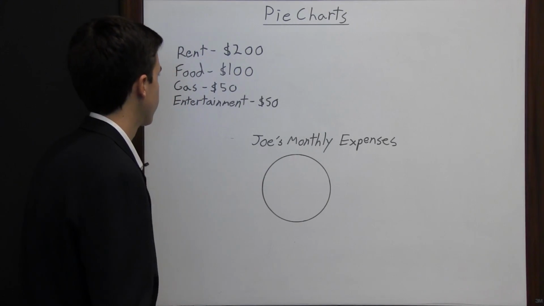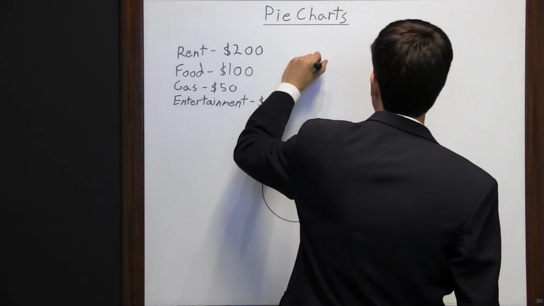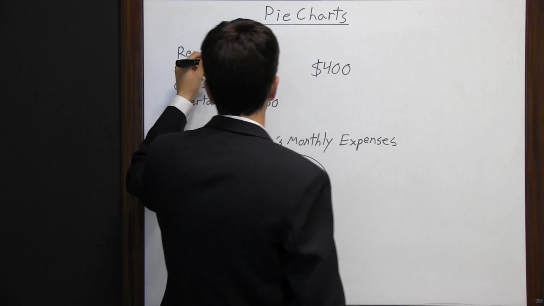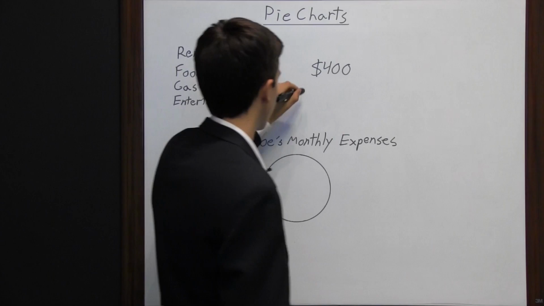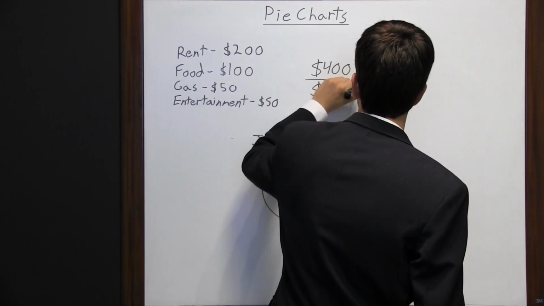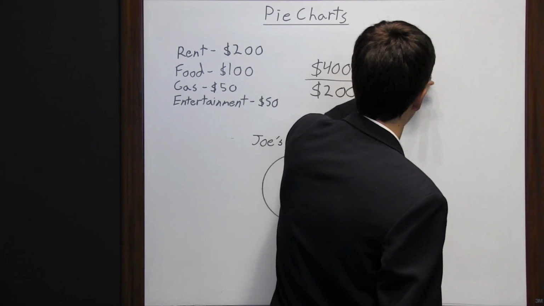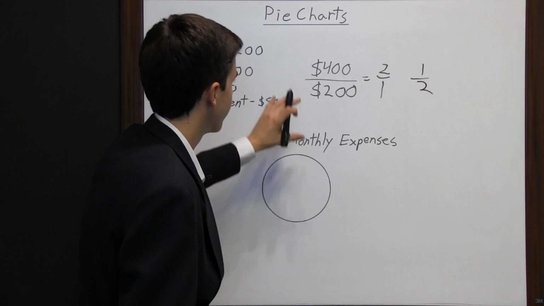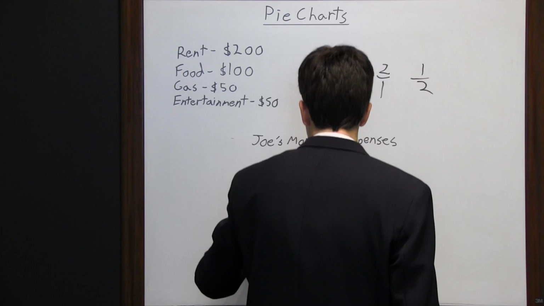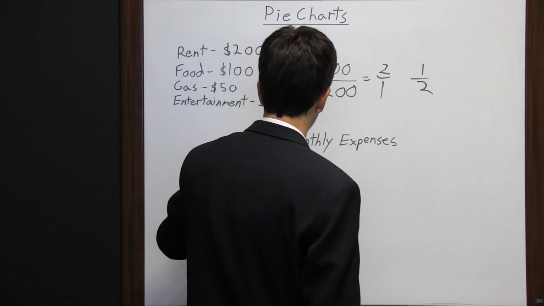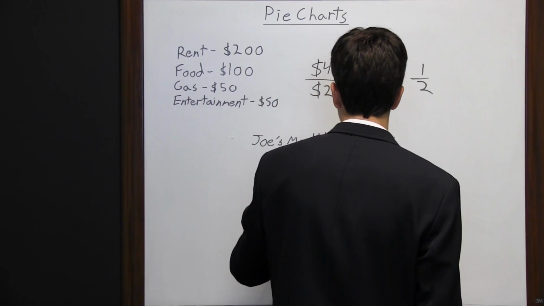So now we first need to understand how much money total is being spent. So here is $400 total. 200 plus 100 plus 50 plus 50 is 400. So we see here rent is $200. So if rent is 200, then we can reduce this down to 2 over 1, or flip it over. So the important thing is that you realize that 200 is 1/2 of 400. So if we draw a line right here, we realize that rent is half, or 50% of all of Joe's expenses. Well, food is $100, so that's a quarter of it.